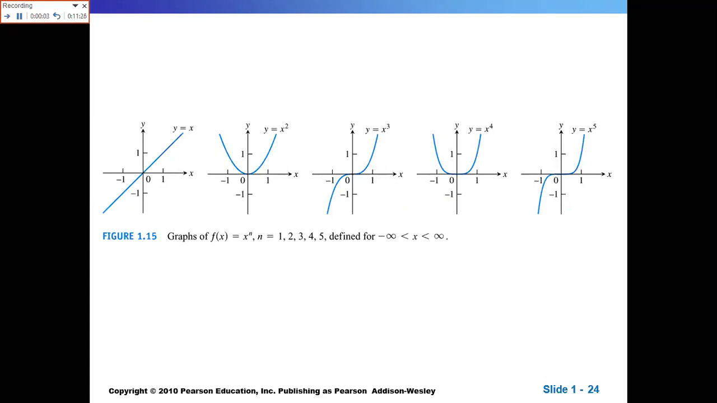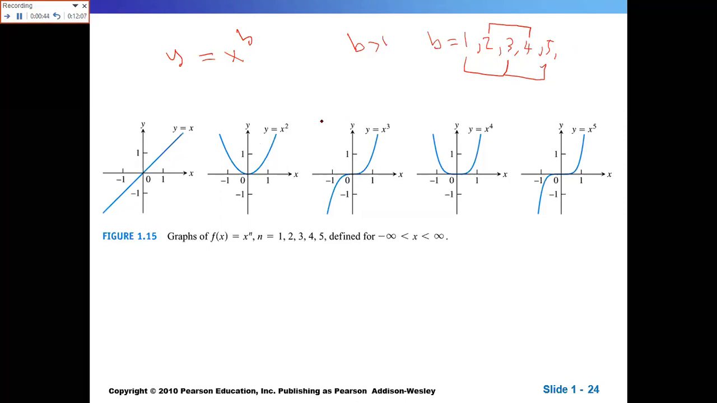Let's take a look at these graphs. In general, we could say y equal to x to the power b, where b in this case is greater than 1. We can say b equals 1, or 2, or 3, or 4, or 5. So 1 is odd, right? And 3 is odd, right? And 5 is odd, correct? 2 and 4 are what? Even.